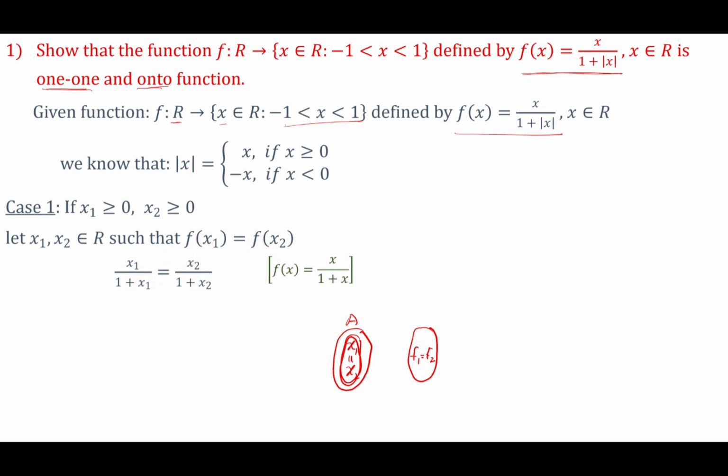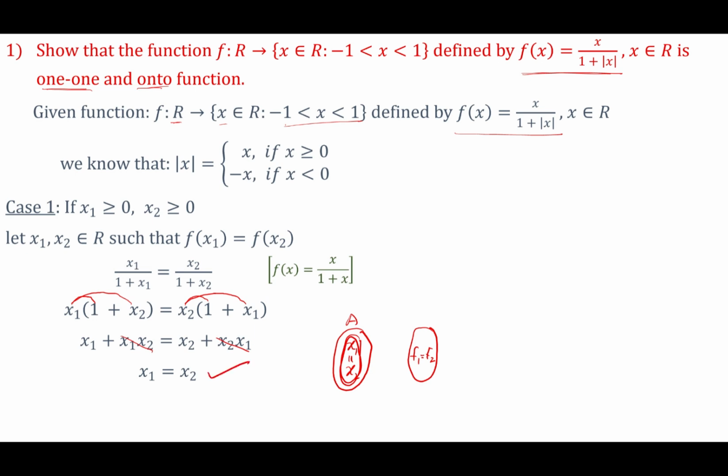By cross multiplying, x1 multiplied by 1 plus x2 equals x2 times 1 plus x1. Now x1 multiplies with 1 and x2, and x2 multiplies with 1 and x1. It will be like this: x1 plus x1 x2 equals x2 plus x2 x1. Now these two terms are the same on different sides, so you can cross them out, because if I switch one term to the other side, it becomes negative and it becomes 0. So the remaining is x1 equals x2.